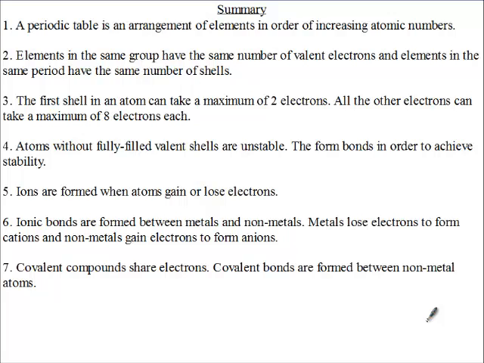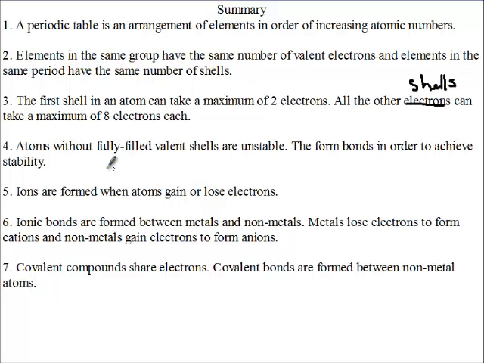Now, the first shell in an atom can take a maximum of 2. That first shell is the K shell. It is the shell closest to the nucleus. And all other shells can take a maximum of 8 electrons. So here the word should have been shells.